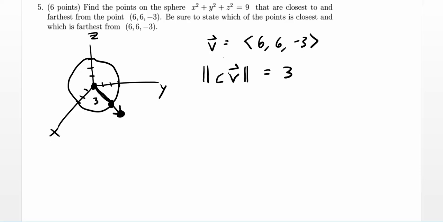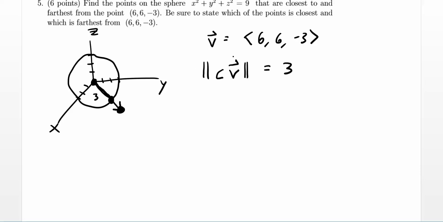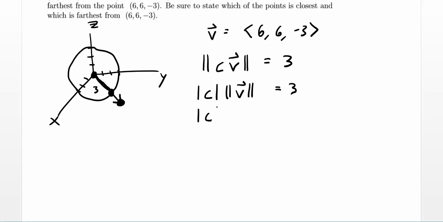Now there's a property of vectors that says the magnitude of a constant times a vector is equal to the absolute value of the constant times the magnitude of the vector. And again, we want this to be equal to 3. So our constant is going to be 3 divided by the magnitude of the vector.